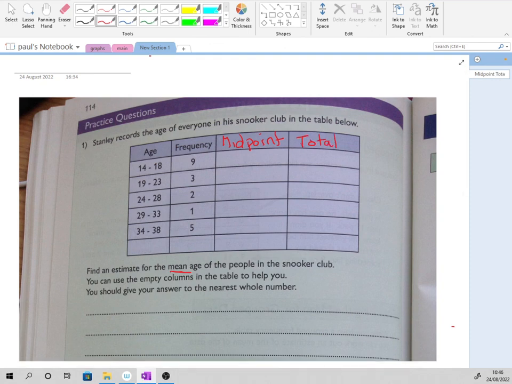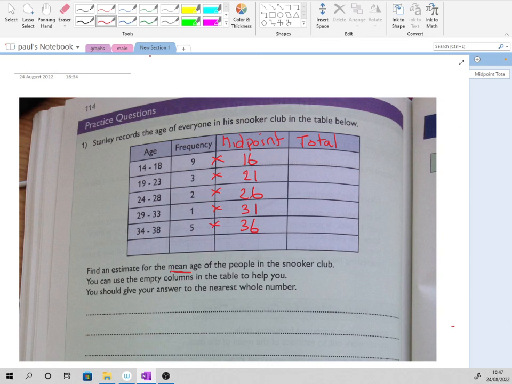So the midpoint of 14 and 18 is 16. The midpoint of that is 21. The middle of that is 26. The middle of that is 31. And the middle of that is 36. Okay, so now we need to multiply these numbers together.